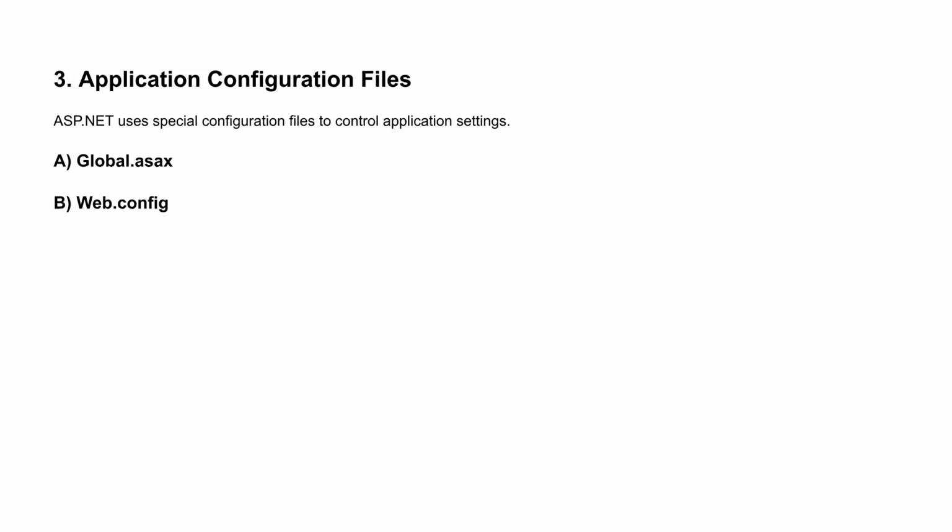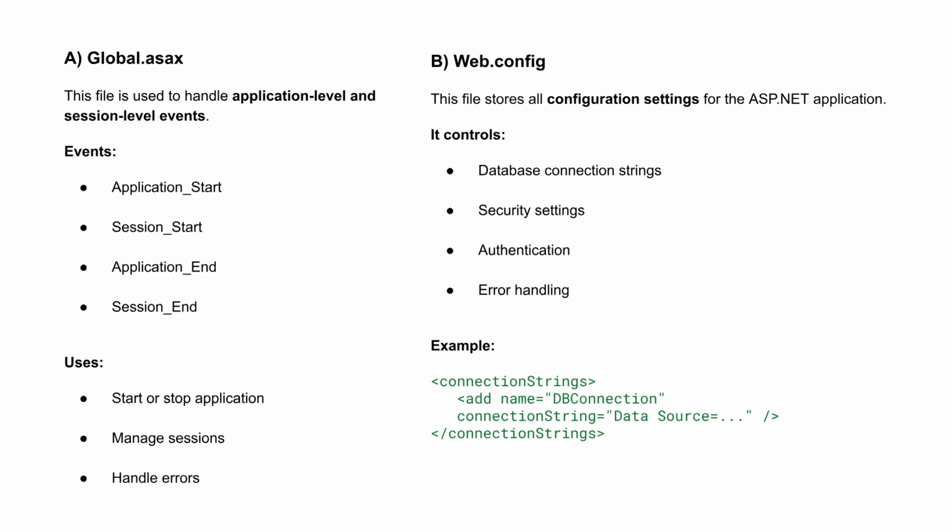3. Application configuration files. ASP.NET uses special configuration files to control application settings. A. Global.asax. B. Web.config. A. Global.asax. This file is used to handle application-level and session-level events. Events: Application_Start, Session_Start, Application_End, Session_End. Uses: start or stop application, manage sessions, handle errors.